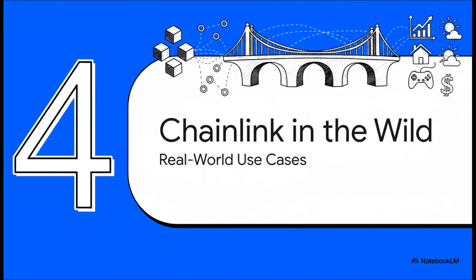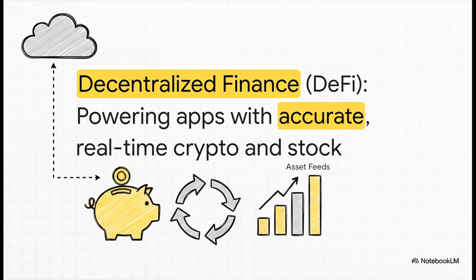Okay, so that's the theory. But where is Chainlink actually being used out in the wild today? Let's take a look at some of the real-world applications that are already live. The biggest use case by far is in decentralized finance, or DeFi. I mean, think about all those lending, borrowing, and trading apps. They all need to know the exact up-to-the-second price of different assets to work properly. Chainlink's price feeds provide that crucial data. Honestly, without it, the entire DeFi ecosystem just couldn't function securely.